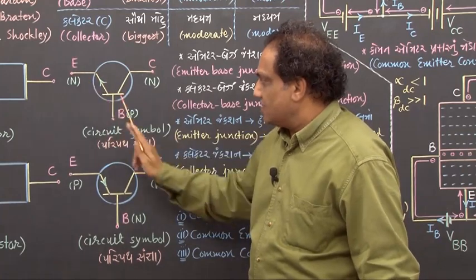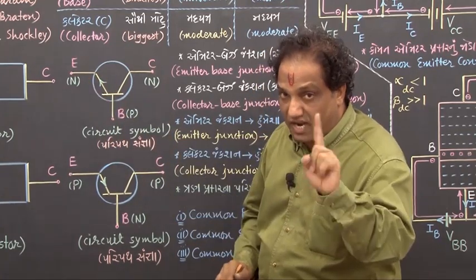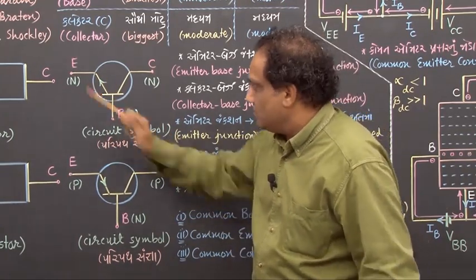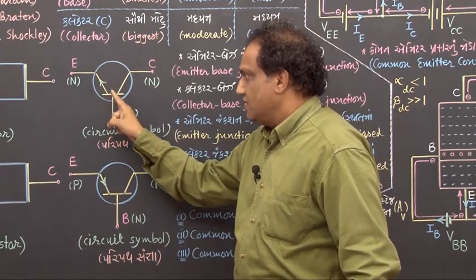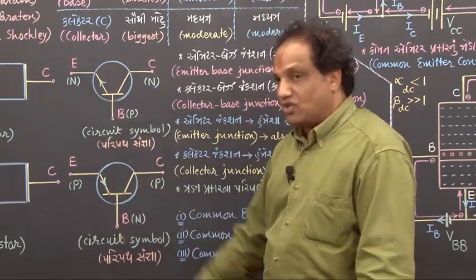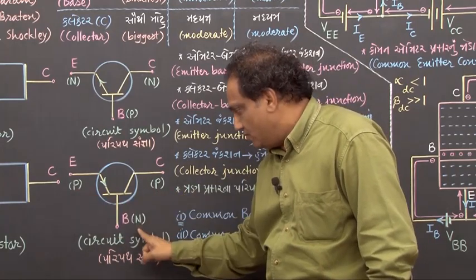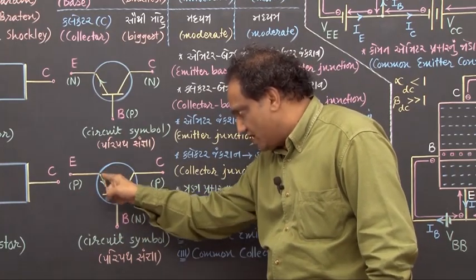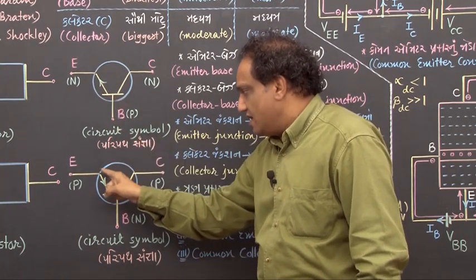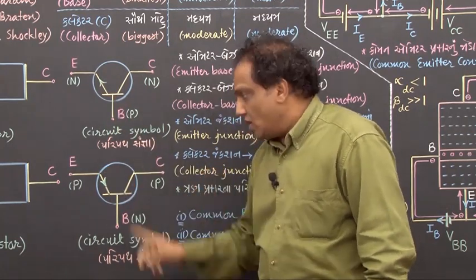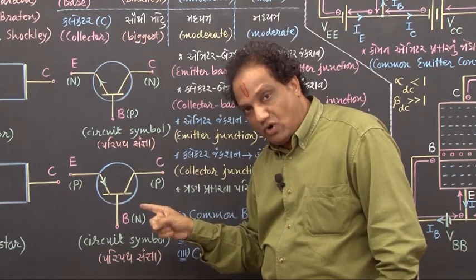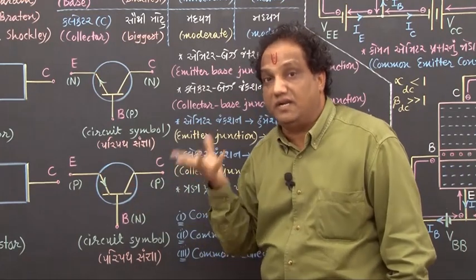Here in this emitter base junction, the direction of flow of electric current is from positive to negative. That is why it is outward this way. And here the direction of flow of electric current in the emitter base junction is from positive to negative this way, inside. Here outward and here inward. Don't make any change in these symbols because these symbols are accepted internationally.